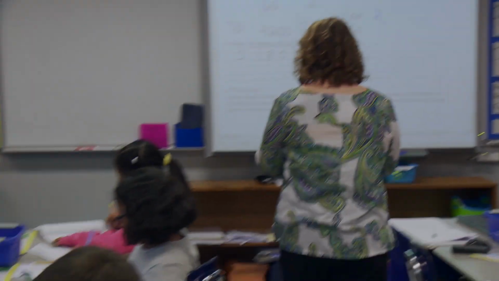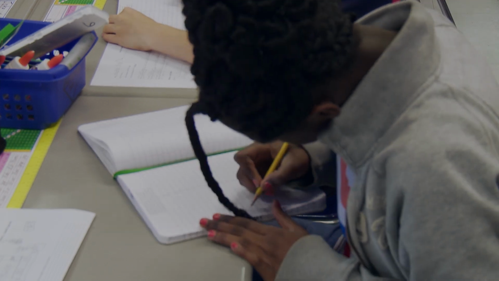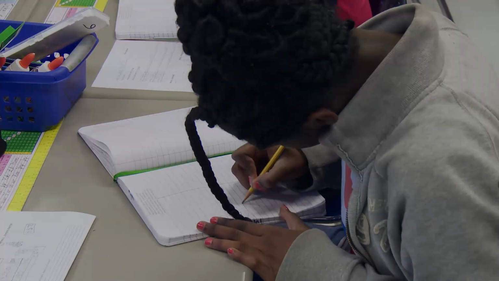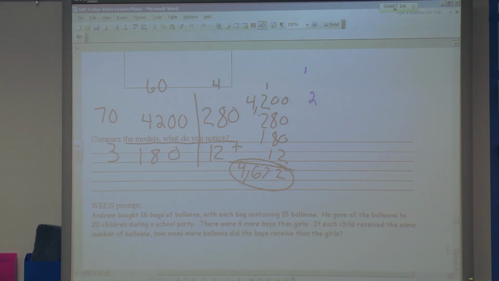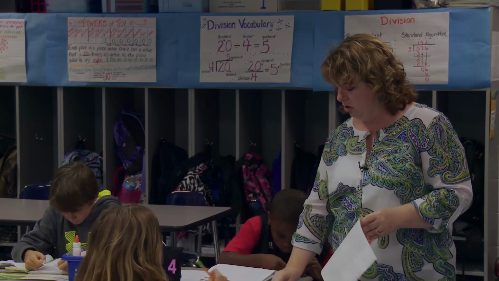So let's talk about our problem. Andrew bought 16 bags of balloons, with each bag containing 15 balloons. He gave all of the balloons to 20 children during a school party. There were 4 more boys than girls. If each child received the same number of balloons, how many more balloons did the boys receive than the girls?